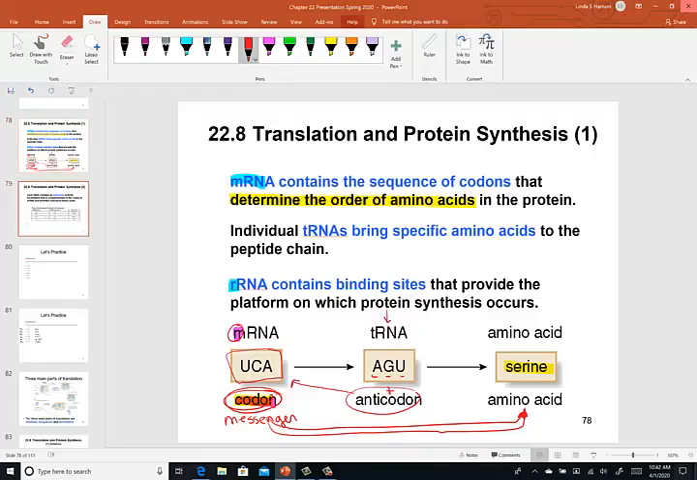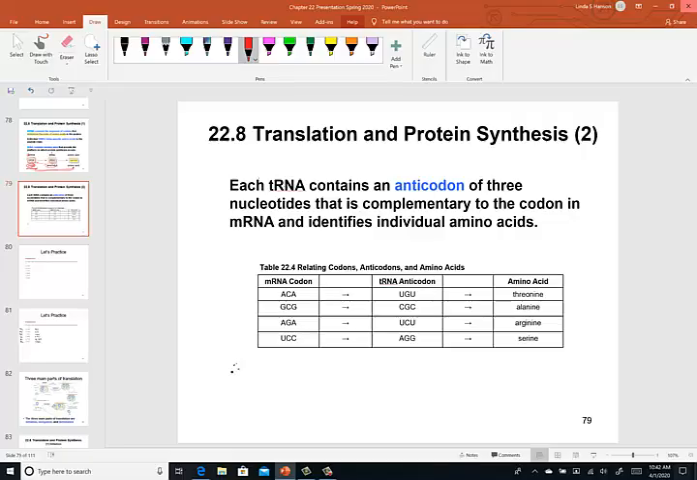Okay, so let's really practice that. Each transfer RNA contains the anticodon of the 3 nucleotides that is complementary to the codon in the messenger and identifies the individual amino acid. So messenger RNA has the codon. Those are the 3-letter base sequence that gives me the amino acid that it's coding. So this is from the genetic code chart.